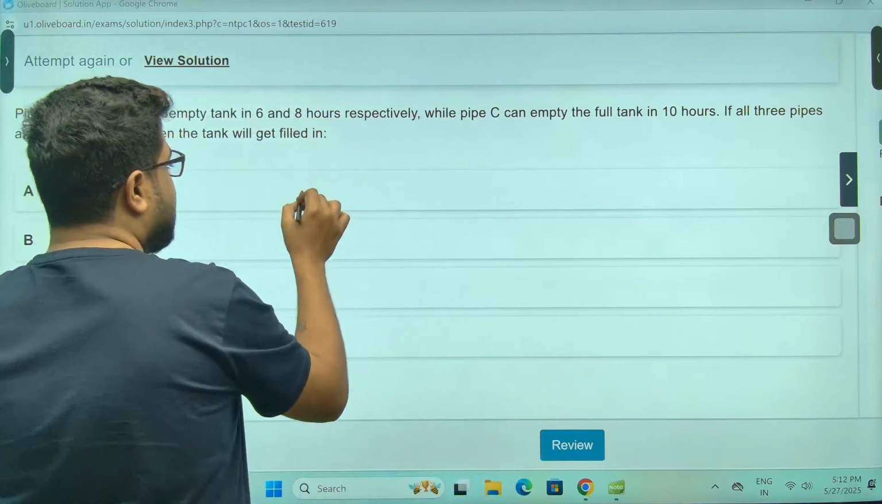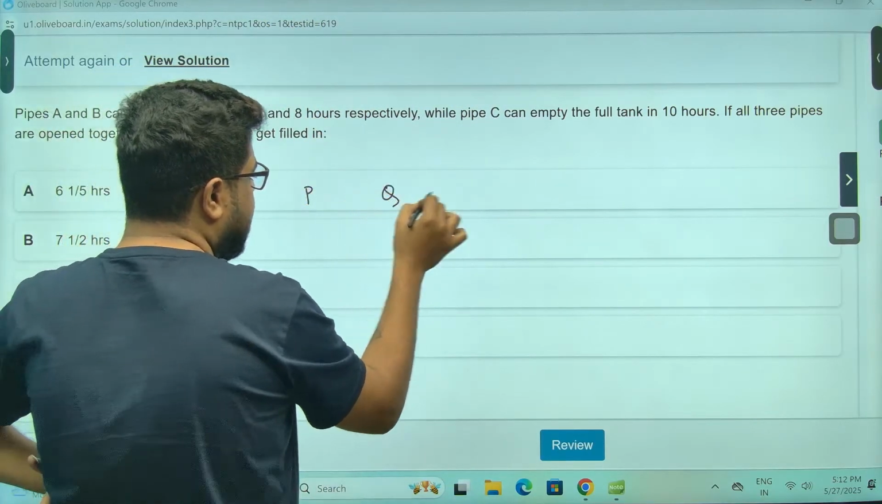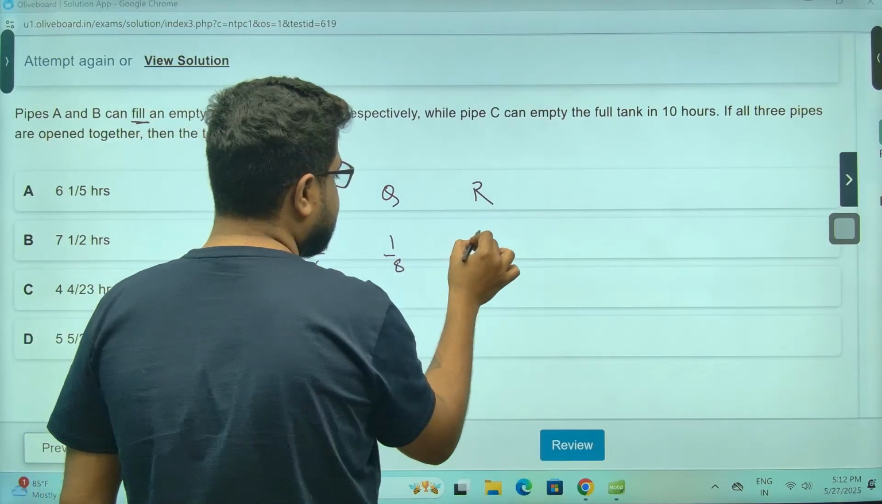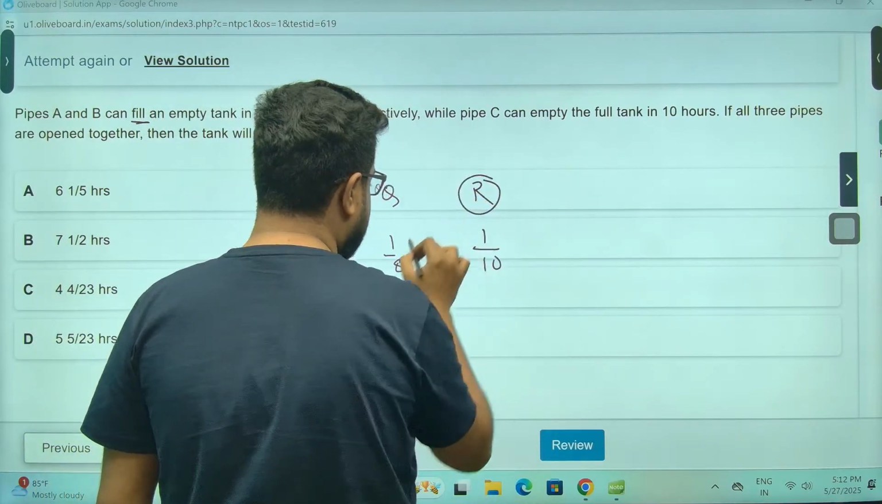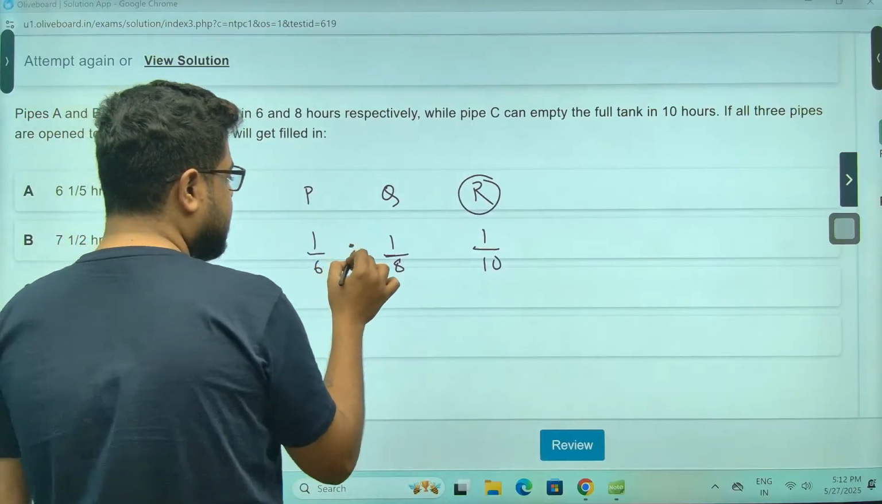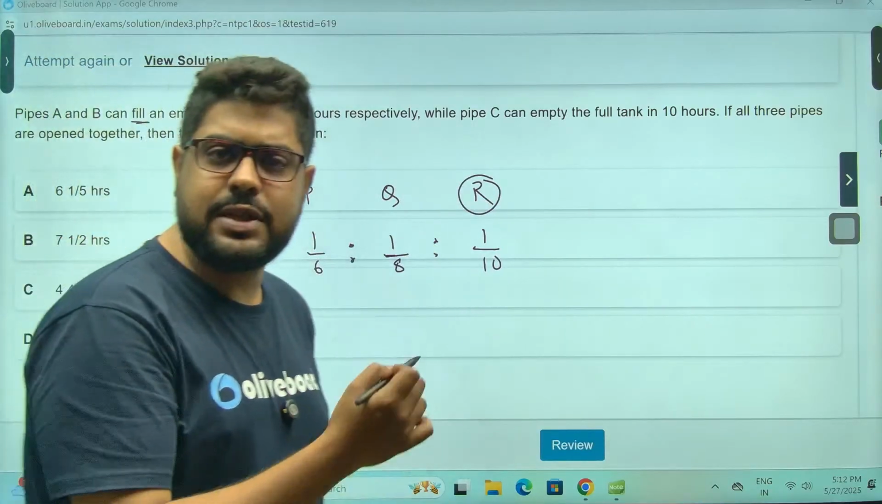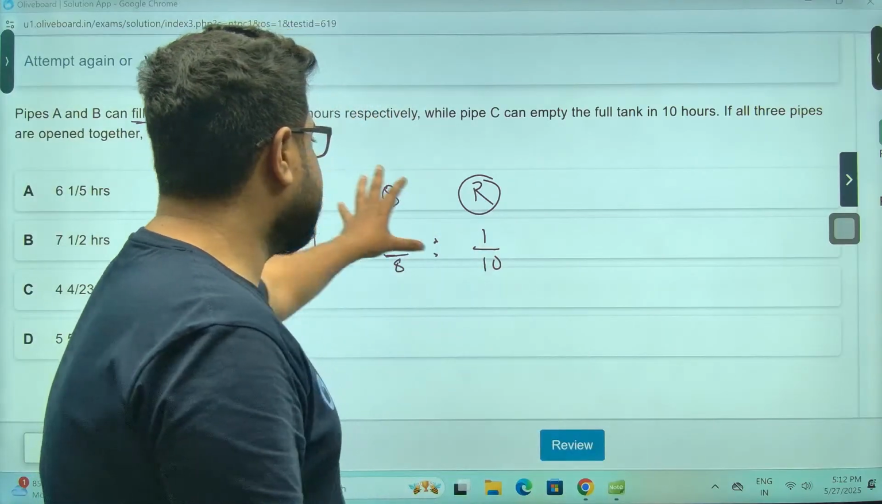Chalo, sir. So 1 by 6. Achha, P, Q, R. Sir, 1 by 6, 1 by 8, and this is 1 by 10. But this is outlet, remember. So multiply, sir. This is the efficiency. 1 by time ratio gives you efficiency ratio. We all know this. Efficiency ratio is 1 by time ratio.